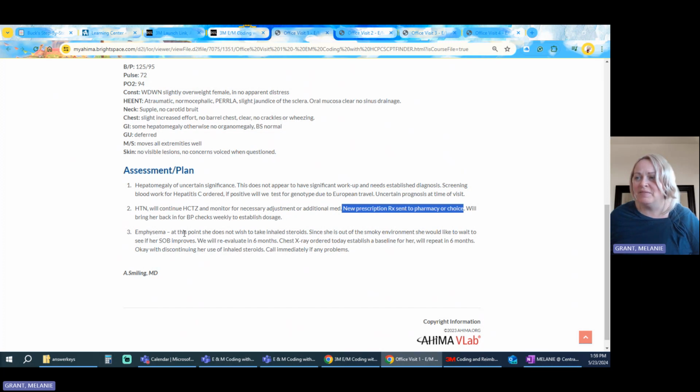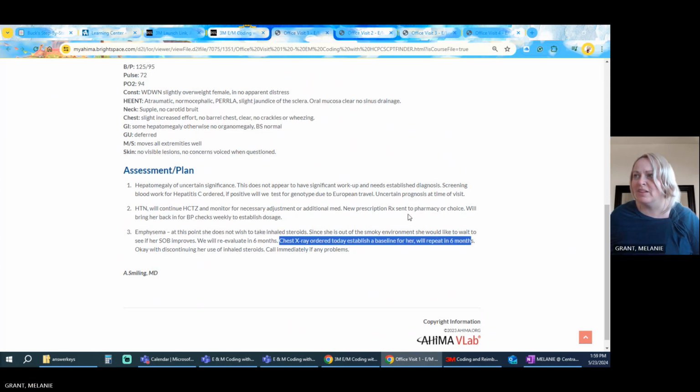And then the emphysema, which seems to be more the primary purpose of the visit here. She does not wish to take steroids. She's out of the smoky environment, so she's not around her sister's smoke. They're going to reevaluate later, but they're going to order a chest X-ray to get a good idea of where she's at. That's what a baseline is going to tell them.